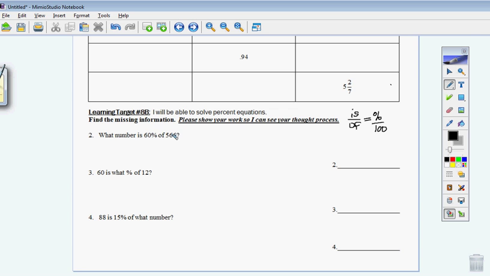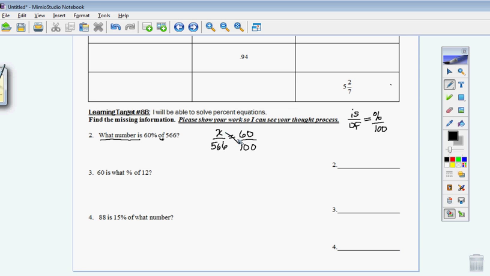So what number is 60% of 566? What number is the thing we're looking for, so that's top left. I don't know what that is. The of number is the bottom left, so that'd be 566 because it's right next to the word of. And then you can see we have 60%. Well, in the proportion, we want to put in the 60, not the 0.6, when we work with these proportions.